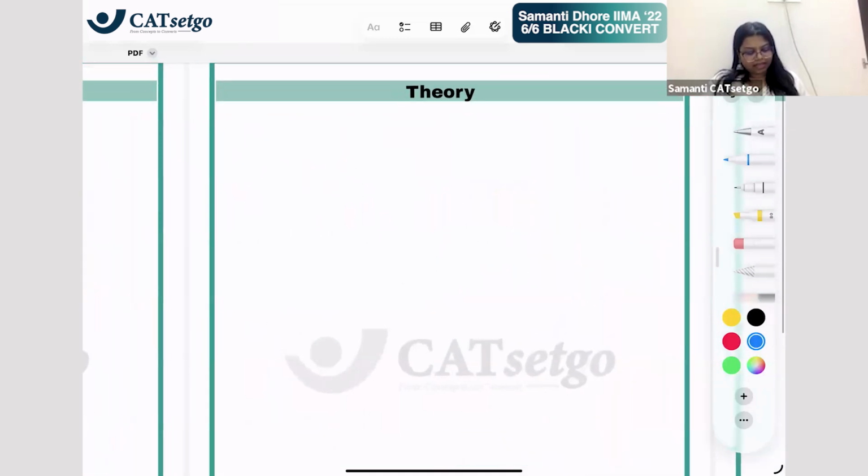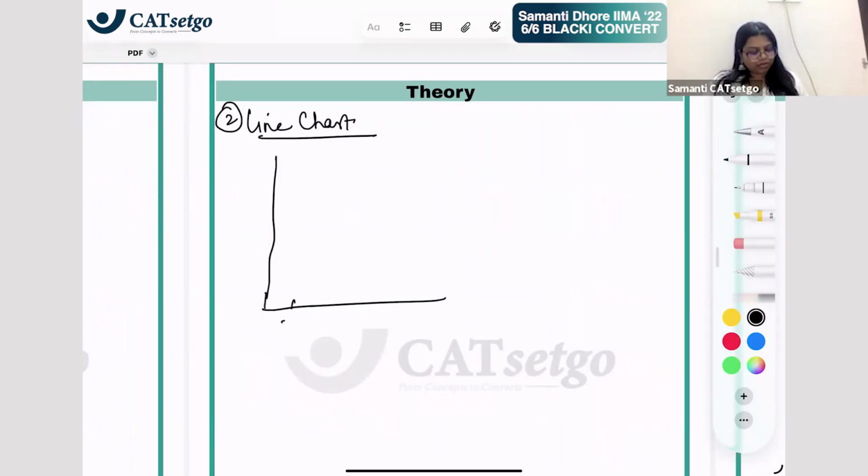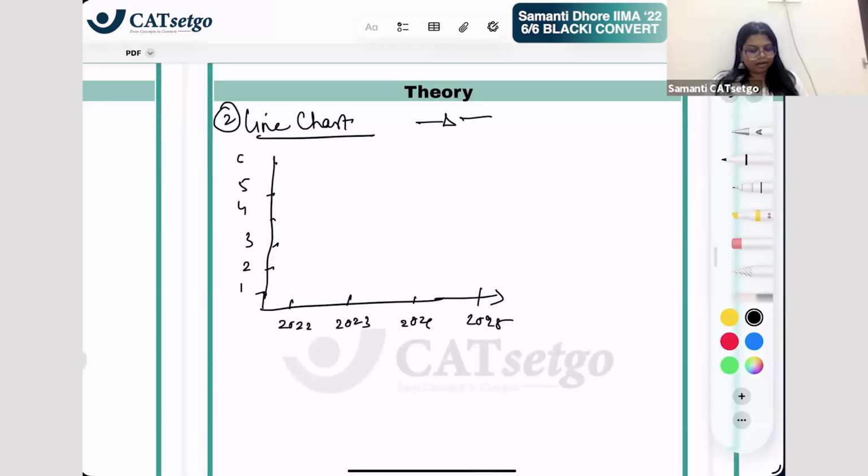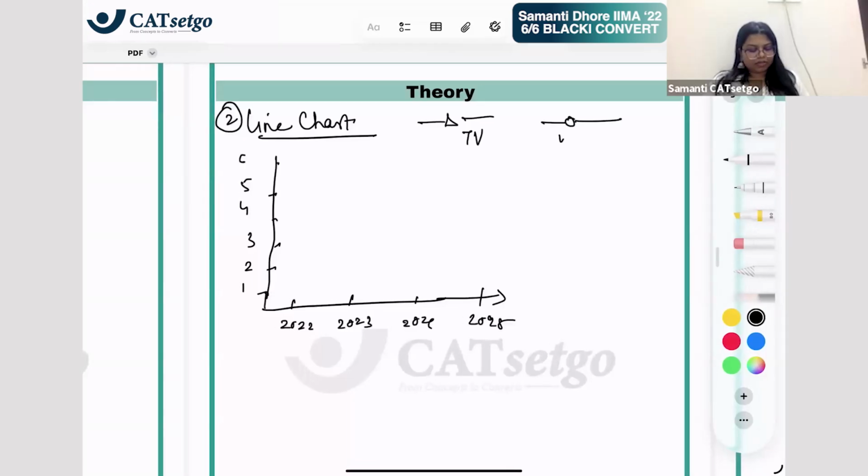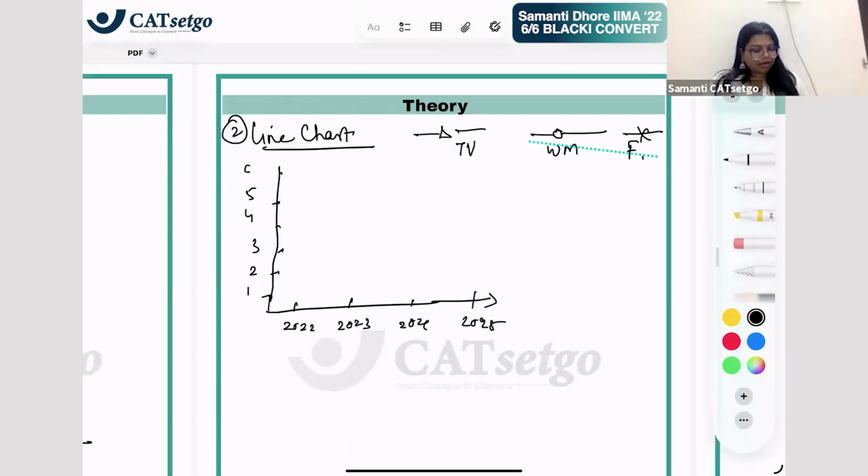After the bar graph, the second thing that exists is a line chart. What is a line chart? The same data can be represented to you in terms of a line. What I can do is 2022, 2023, 2024, and 2025. Okay, 1, 2, 3, 4, 5, 6. So the thing is that TV is represented by a triangle. Let's say my washing machine is represented by this. My fridge is represented by a cross. So I will draw a line that represents each of them.